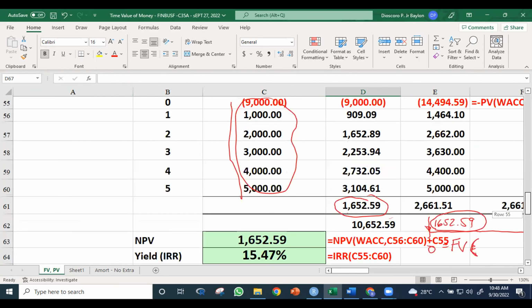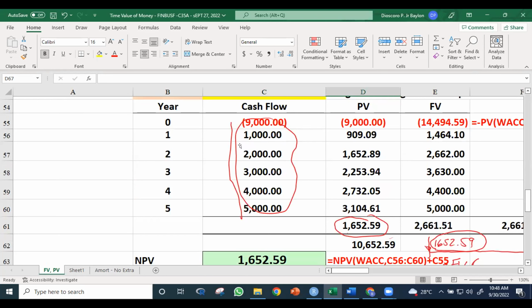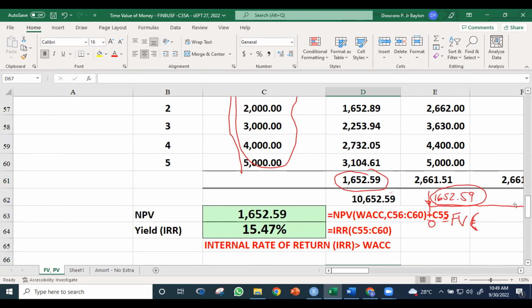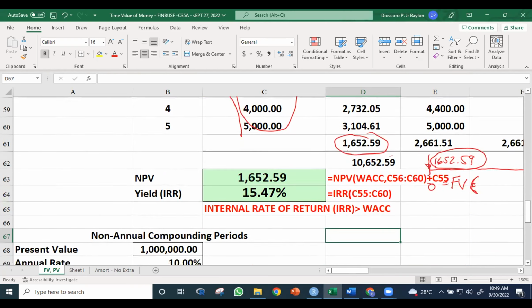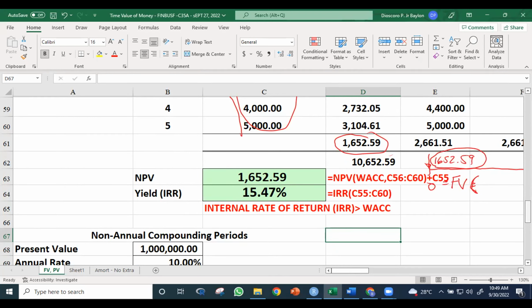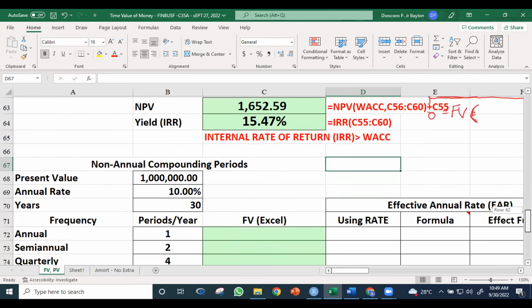Just to summarize, for projects you have to use cash flows. You cannot add the cash flows that occur in different time frames. You have to convert them, either to present values or future values, and then add them. The sum of these present values is called your net present value. You can also use the NPV function of Excel. If the net present value is positive, then the project is okay. You can also use the IRR, and the formula is very easy: IRR, and highlight the cash flows. And if the IRR is greater than the cost of the company to get funding, which is 10%, then the project is okay.